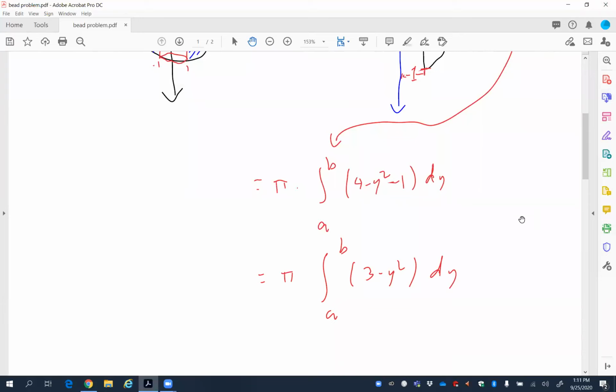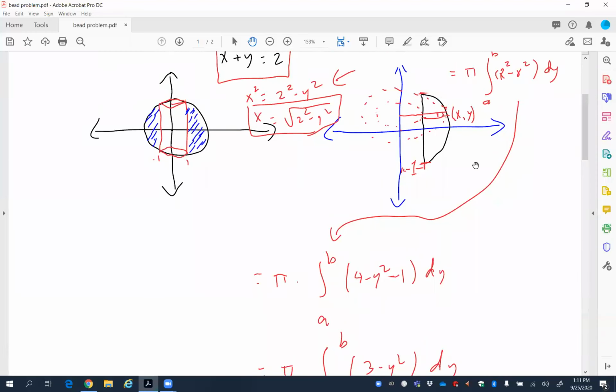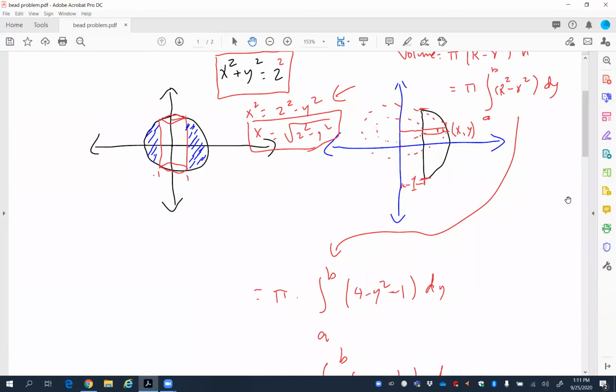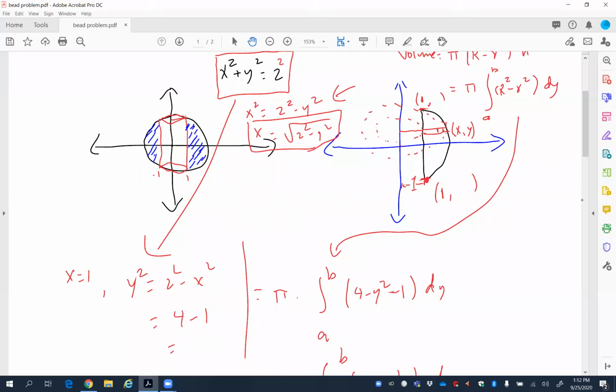So now the main thing is we need to find out the limit of integration. The limit of integration goes from this point, where x is 1 and y is, we don't know, to this point where x is 1 and then y is, we can find out the y by using the very same equation of a sphere. If x is 1, then y squared is 2 squared minus x squared, which is 4 minus 1, which is 3.